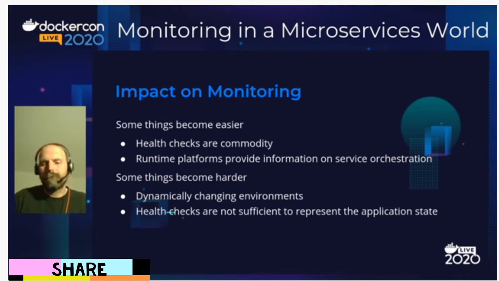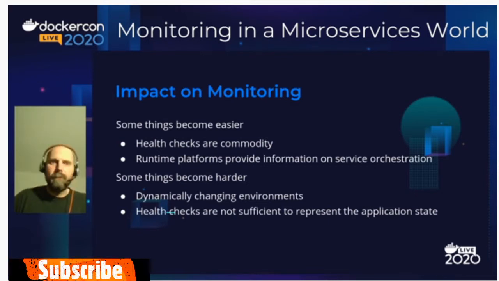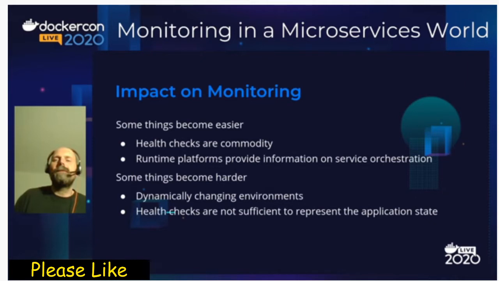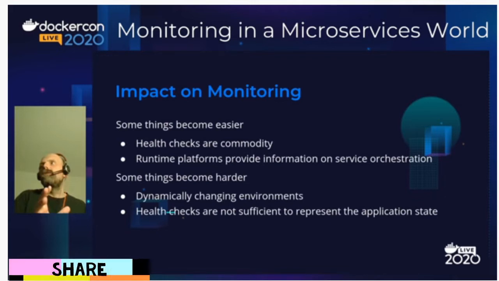And one of the other things that became harder, and I find this particularly interesting because we spoke of health checks a few minutes ago, is that health checks are now a commodity. Modern runtime environments like Kubernetes provide health checks out of the box. However, health checks are not sufficient anymore to represent the application's state, right? If you only have a single deployment, then it's kind of okay to say, if this deployment responds with 200, okay, it's fine. If it doesn't respond anymore, something's seriously wrong and I need to be alerted.